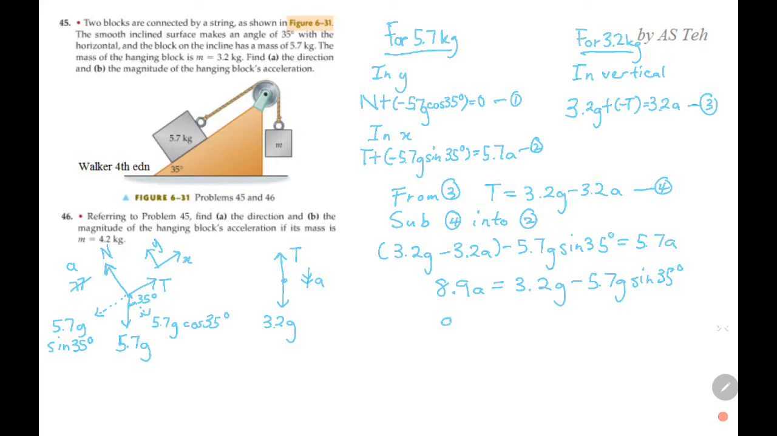Okay, and that would give me a equals 9.81, which is our g, times 3.2 minus 5.7 sine 35 degrees, over 8.9. And therefore, what we get as the answer is negative 0.076 meters per second squared. So by getting a negative value for the acceleration, it means that actually the acceleration was going in the opposite direction. So instead of the 5.7 kg actually moving up the incline, it's actually moving the opposite direction. Okay, so this is the answer.